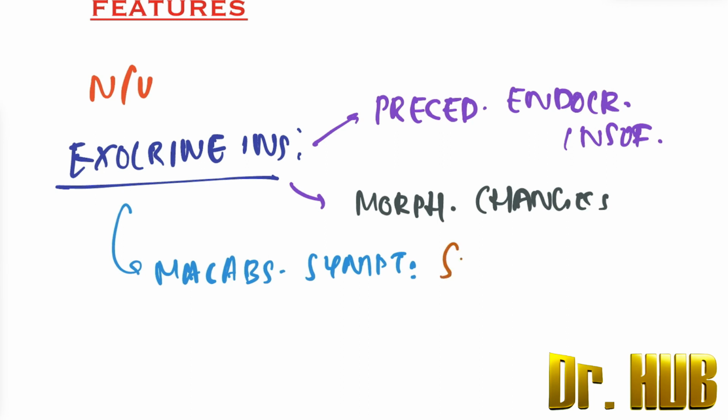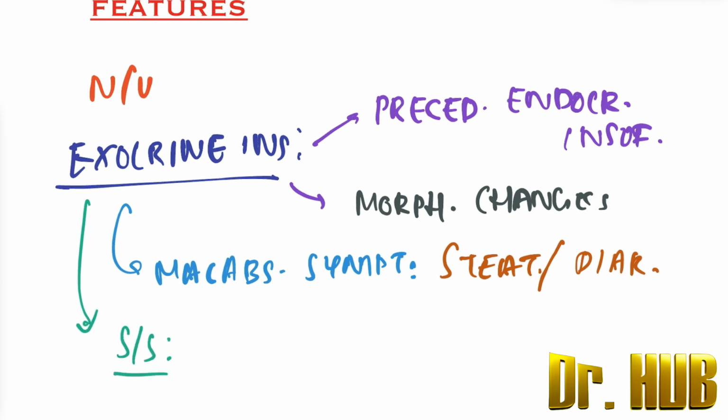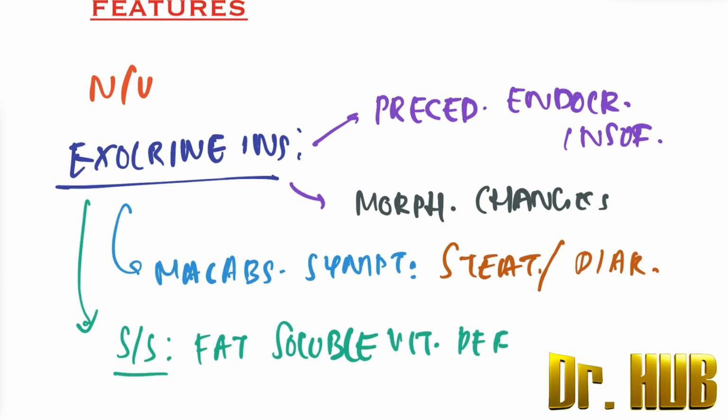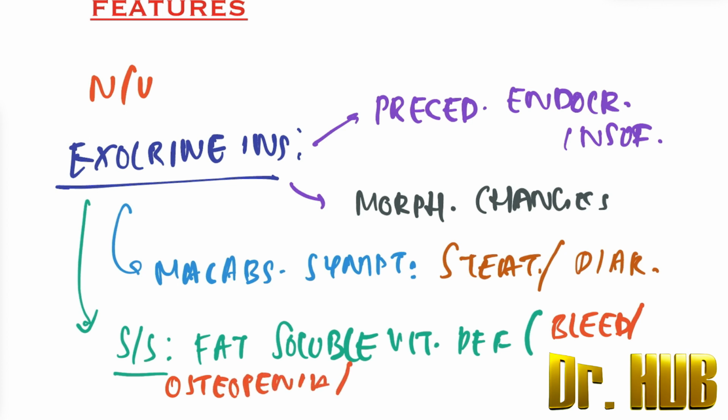That is, it includes steatorrhea as well as diarrhea. Next, it manifests with the signs and symptoms of fat soluble vitamin deficiency, and this includes bleeding, osteopenia as well as osteoporosis.